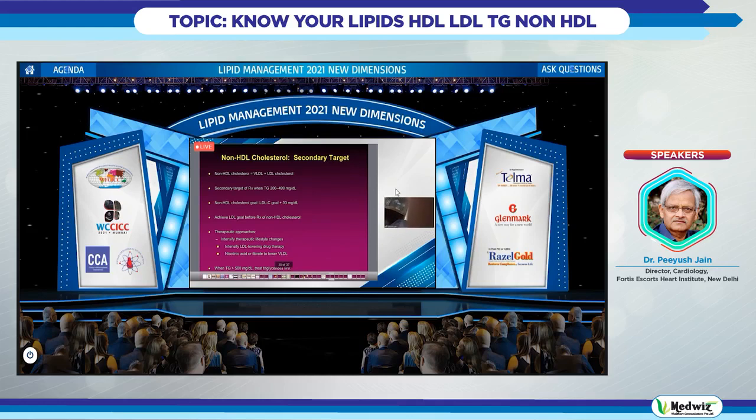Now, compared to this, ApoB, which is also reflecting the same, has a good predictive accuracy and is better than LDL. The predictive accuracy of non-HDL is almost as good as that of ApoB, and therefore in clinical practice nowadays it is promoted that if you measure non-HDL cholesterol, it will be as good as estimating the ApoB.